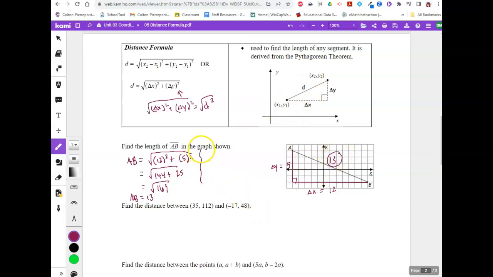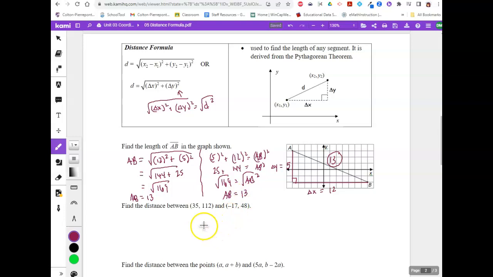Okay, now you could also do this with the Pythagorean theorem because we have the 5 and the 12. You could do 5 squared plus 12 squared is equal to AB squared, and you get the same thing. This is going to be 25 plus 144 is AB squared. 169 is equal to AB squared. So take the square root, and AB is equal to 13. So you can do it either way. All you need to know is the change in y and the change in x.